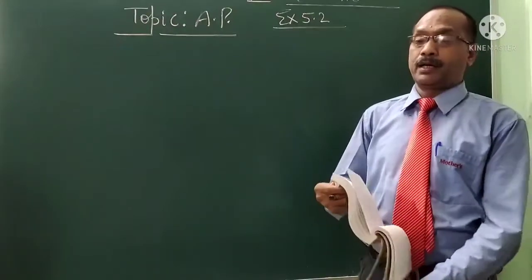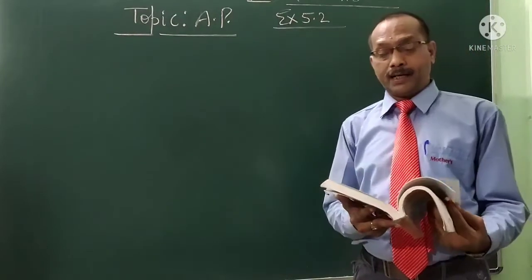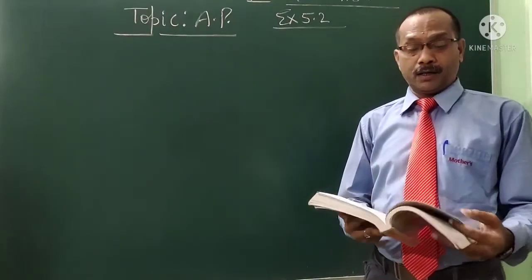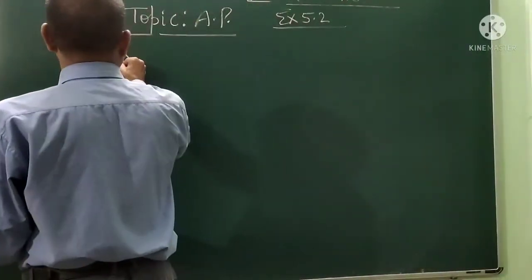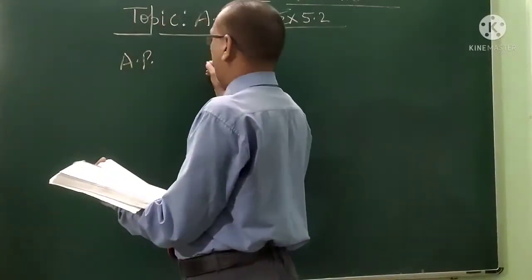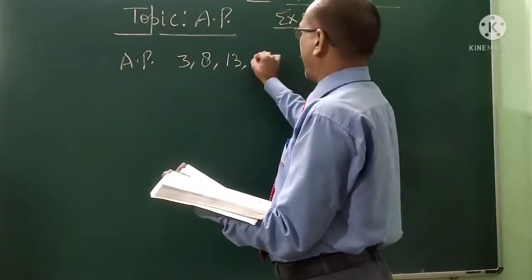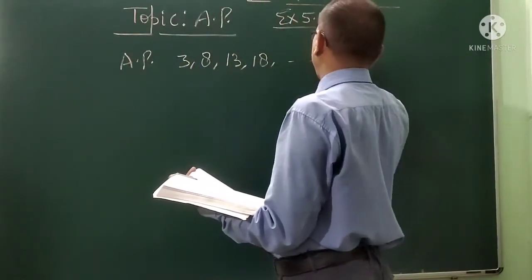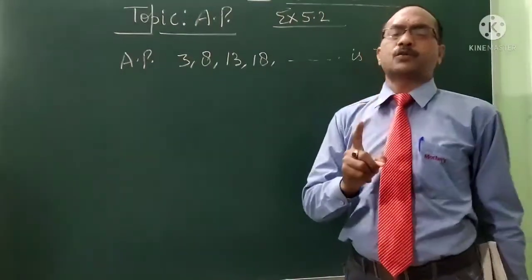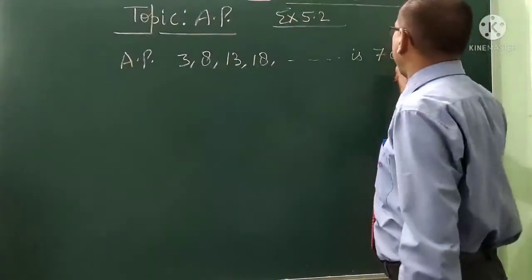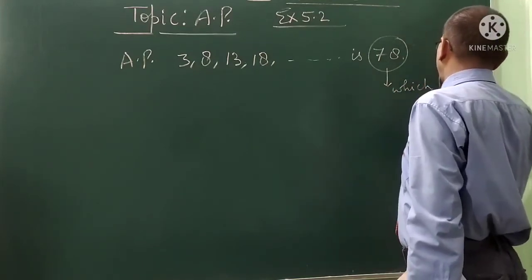Now, question number 4. Question 3 we have already tried. The question is, which term of the AP 3, 8, 13, and so on is 78? Student, in this question you have to find 78 is which term?